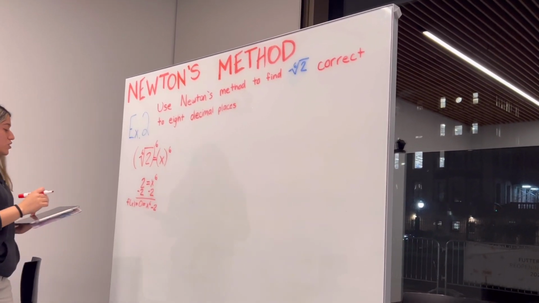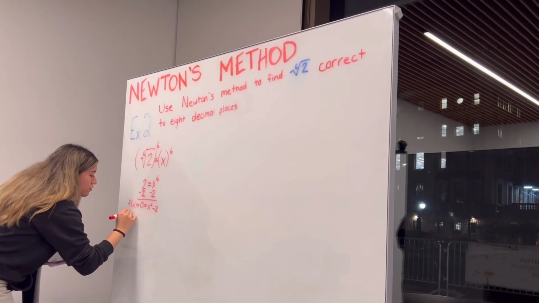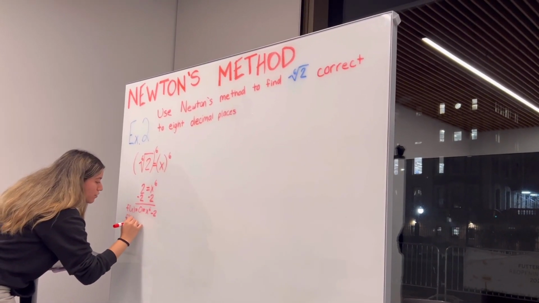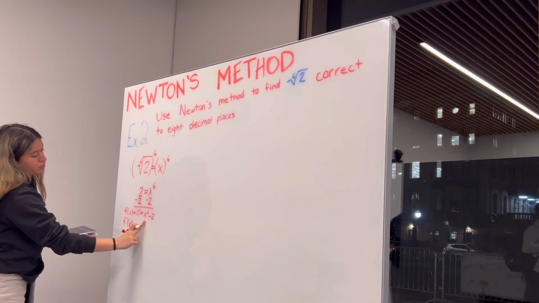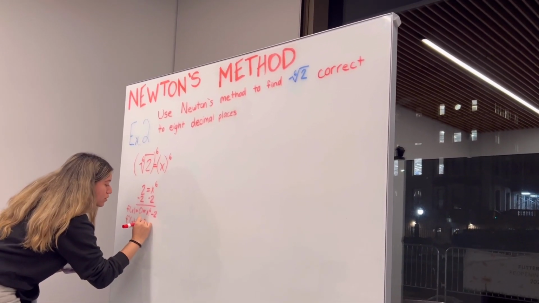And then we also need, for Newton's method, f prime of x. So we can just solve for f prime of x here, and the first derivative of this would be 6x to the 5th power.